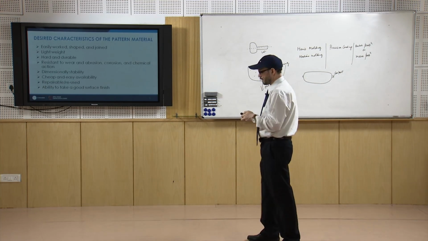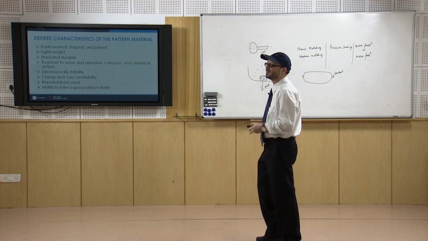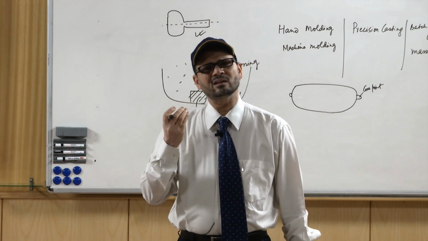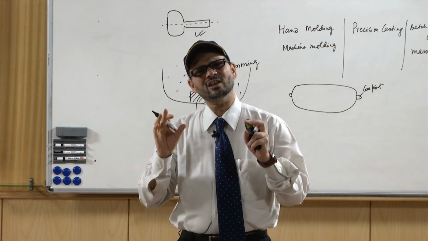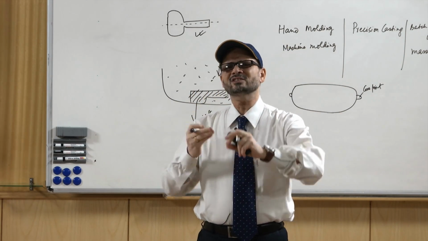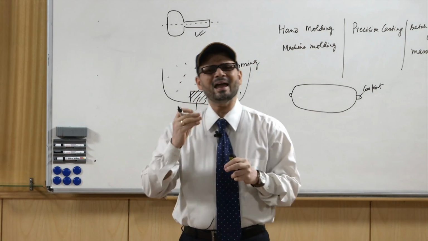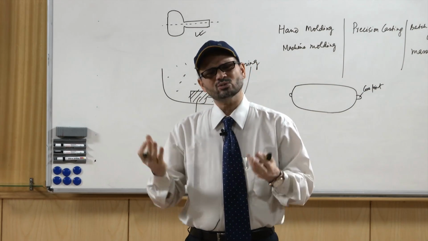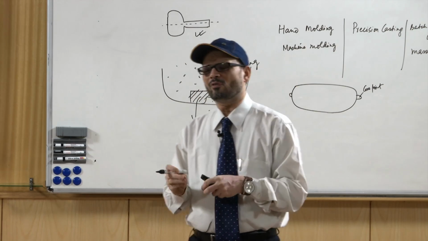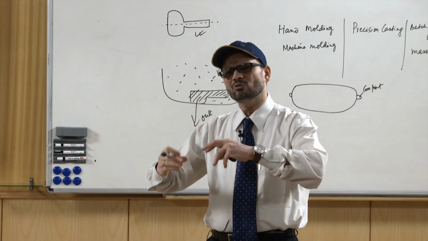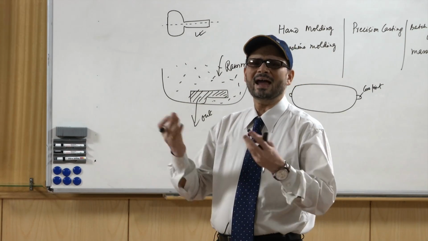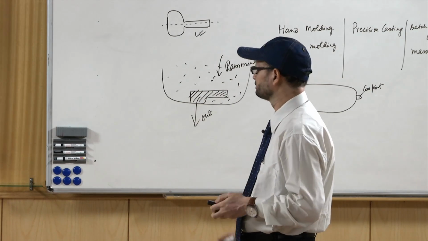Repairable and reusable. Many a times there may be some damage to the pattern. So, our pattern should be of such a material that we can do minor modifications by repairing it, and we can further reuse it. That will decrease the cost of operation, otherwise we have to replace it, and that will unnecessarily add cost to the production process.